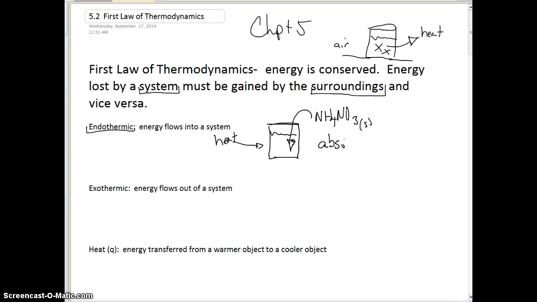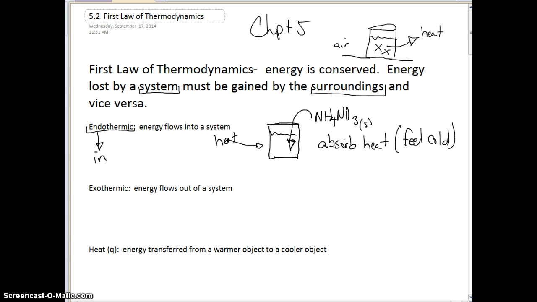We'll say it over here. Heat will flow in, which really is what that endo part of the thermic means. The thermic referring to temperature or heat. So heat is going to flow in. If we were to hold this in our hand, it would feel cold.